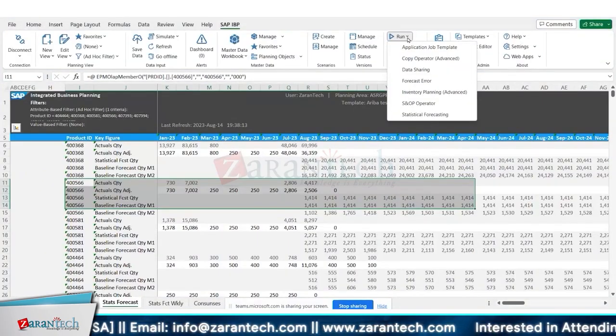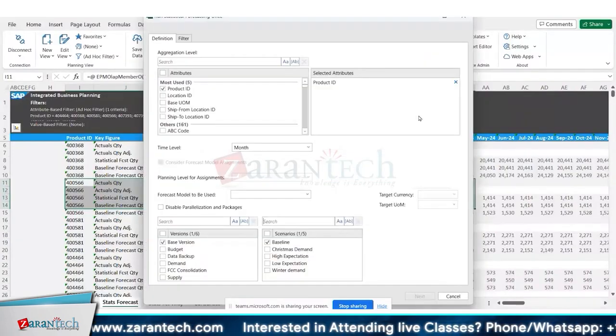I'm just checking. We don't need to run it now. We'll run it later, but I'm just checking whether you can see the forecasting models here. Just click on this run and click on statistical forecast. You will see this window. Are you able to see this window?